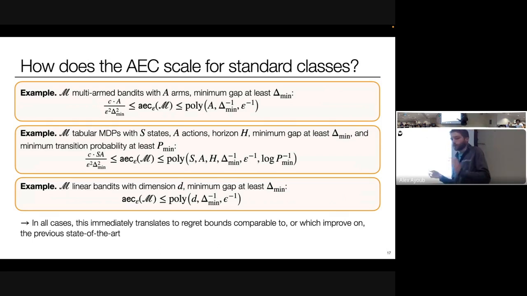And again, it's quite general. You give me a model class, we can calculate the AEC for it, and my algorithm immediately gives you that regret bound.